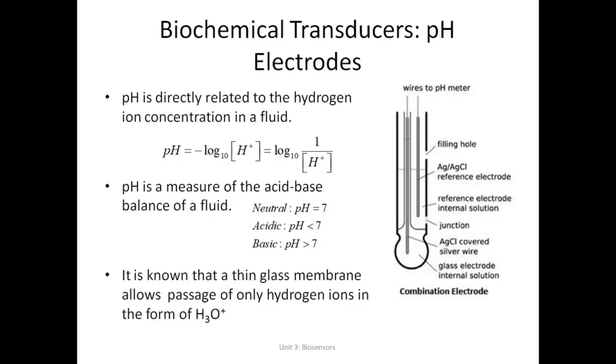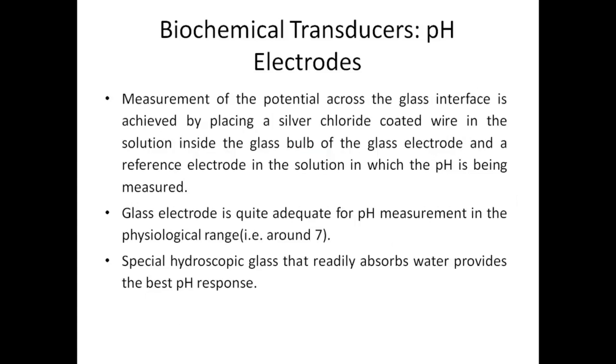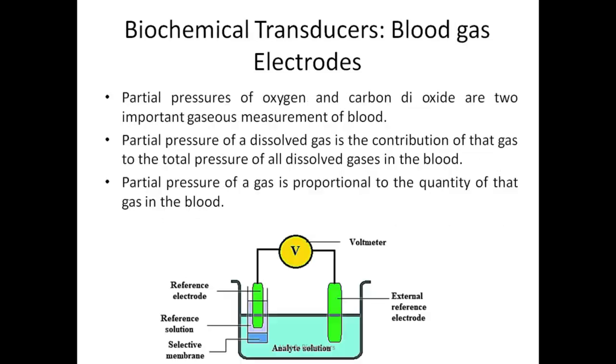The glass electrode is quite adequate for pH measurements in the physiological range, that is around 7, but it may produce considerable error when you go towards the extremes, that is if the values are 13 to 14, then normal glass might produce erroneous results. So basically, special hygroscopic glasses are made that readily absorb water, and they provide the best pH response.